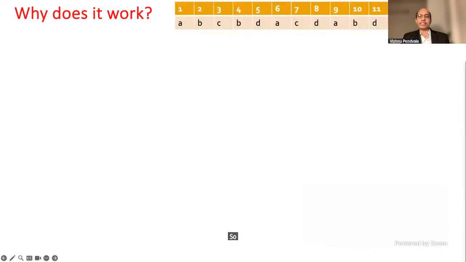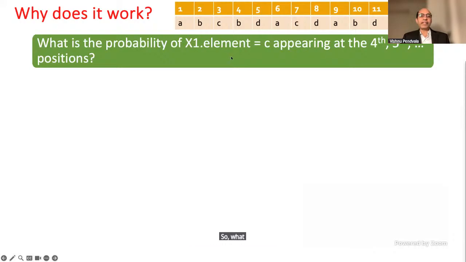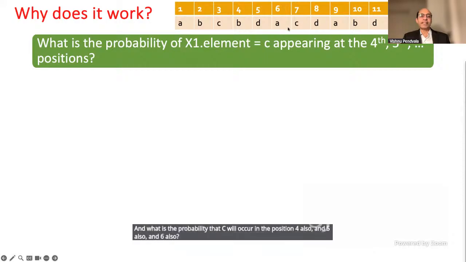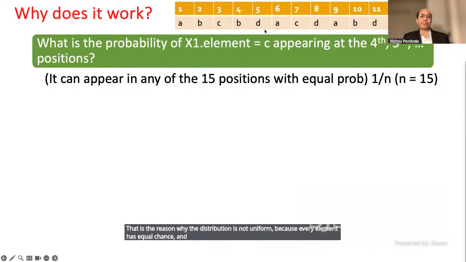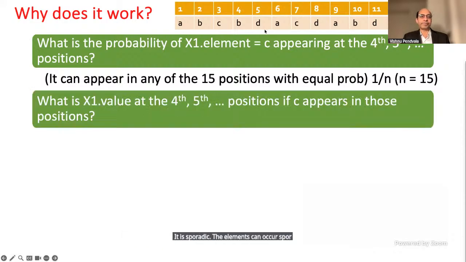So we consider the same stream. What is the probability of x1 dot element, which is equal to C, appearing at the fourth, fifth positions? It has the same probability. It has occurred at position 3. And what is the probability that C will occur in position 4 also, and 5 also, and 6 also? It is just 1 by 15, right? 1 by n, because it has equal chance of appearing. That is the reason why the distribution is not uniform, because every element has equal chance and it is sporadic. The elements can occur sporadically.